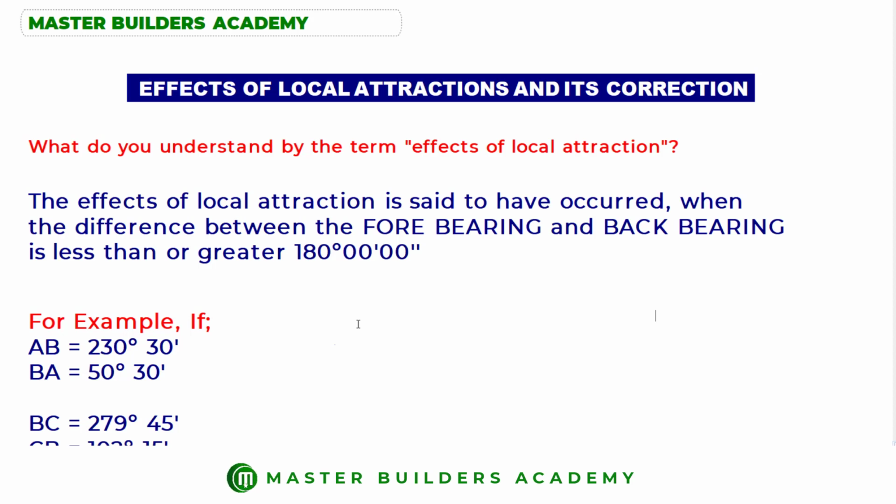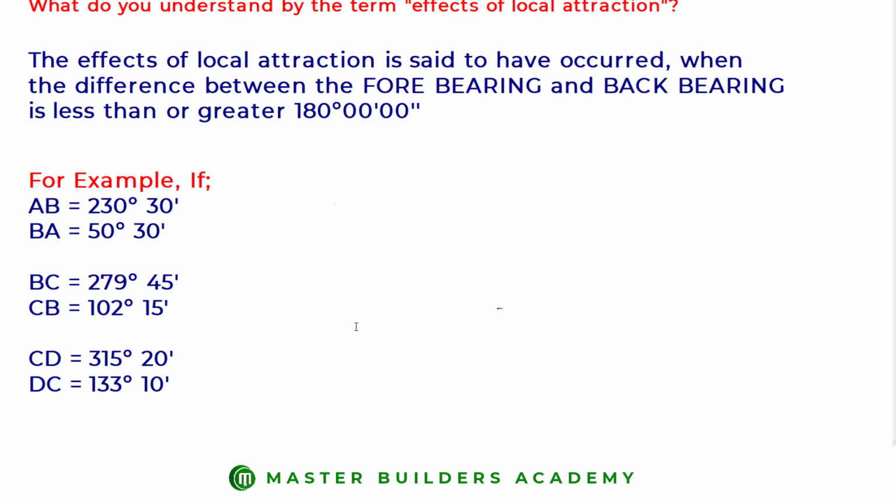Now, as you can see on the screen, for example, if AB is equal to 230 degrees, 30 minutes, and BA. Remember, A to B is the forward. If we want to relate this in alphabetical condition, A comes before B. So when A comes before B, like we have it now, AB is the forebearing, like we talked about while defining the effect of local attraction, while BA is the back bearing. Are you there? Just like from Abuja to Benin or Benin to Abuja. So you see now it's a reverse movement.